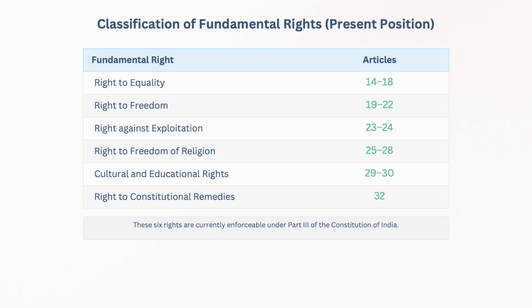Now, presently, we have 6 rights. Right to equality, right to freedom, right against exploitation, right to freedom of religion, cultural and educational rights, right to constitutional remedies. These are the 6 rights that we have in the present.